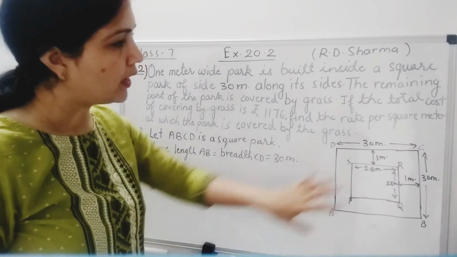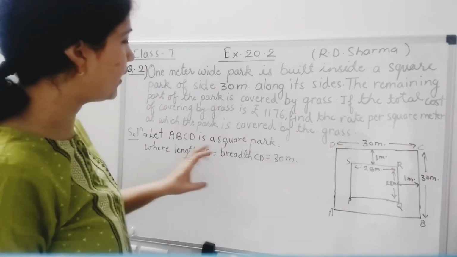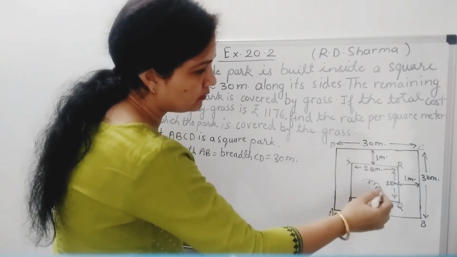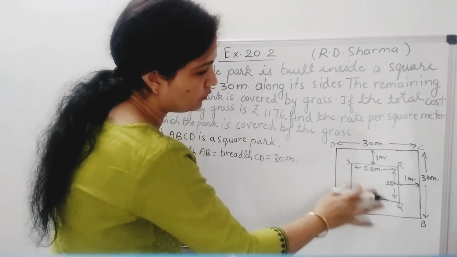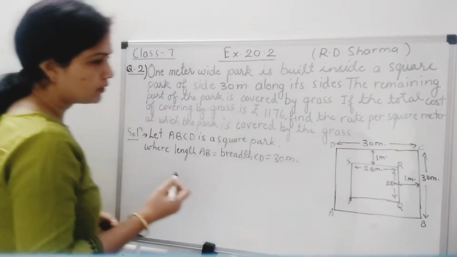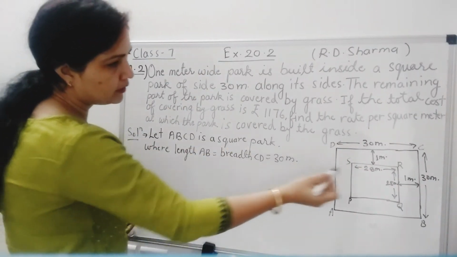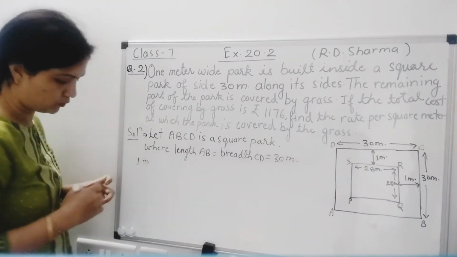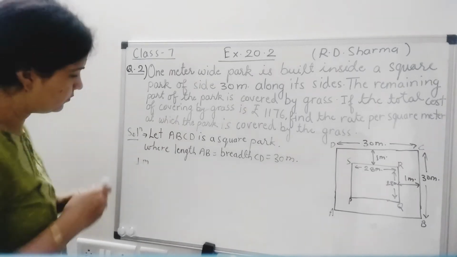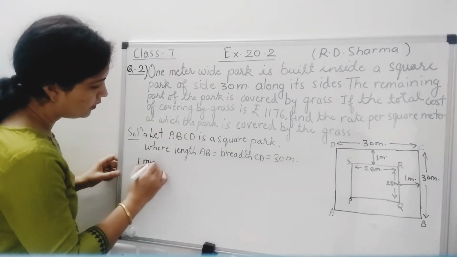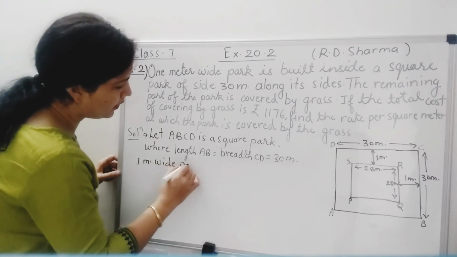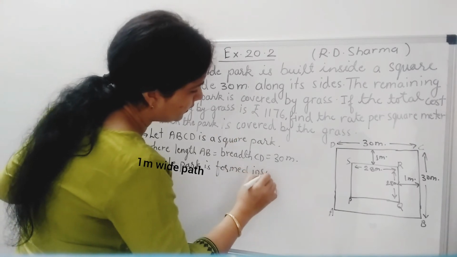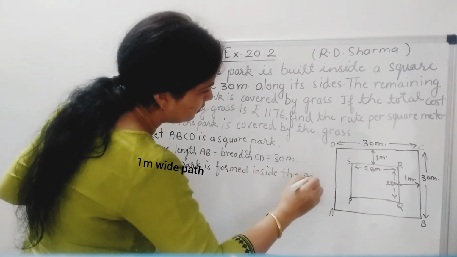So what we can do, as this is a square park, because this is excluding the path, we will find out the area of this part, so it will be easy for us to find out the rate. As I have written, this is the length and breadth of the park. Now a 1 meter wide path is formed inside the park.